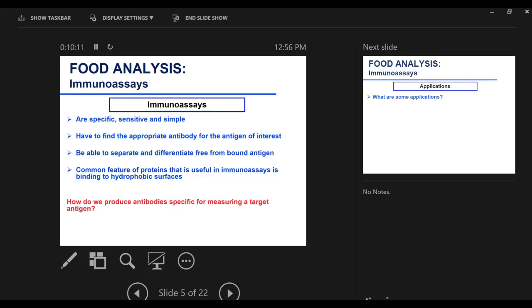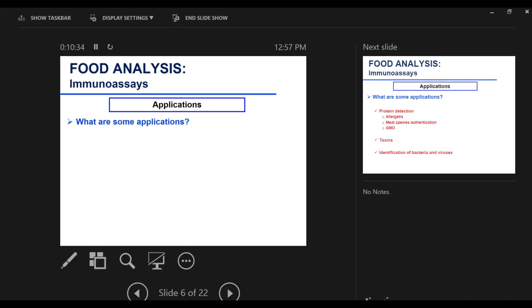So how do we produce antibodies specific for measuring the target antigen? We said that either we inject an animal with the antigen of interest and collect the blood and generate the antibodies from the serum, or we get our monoclonal antibodies that could be purchased. All right, so what are some applications for immunoassays?